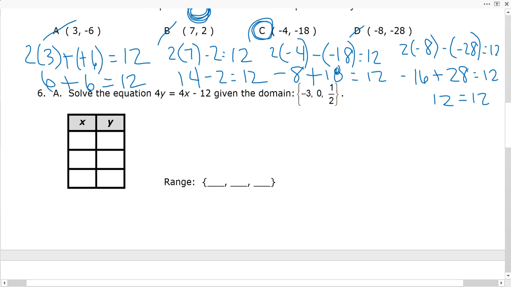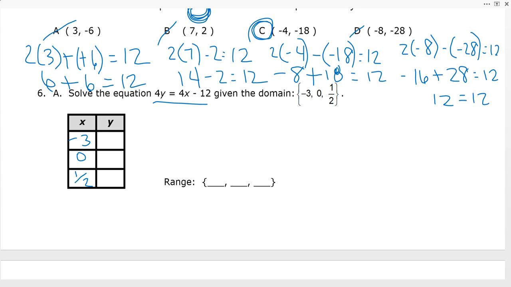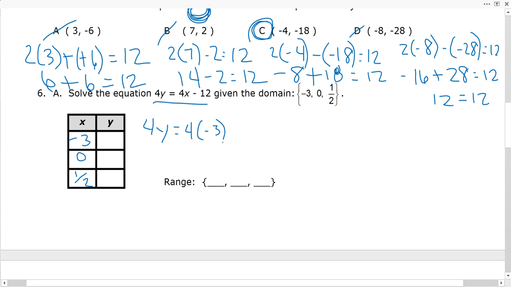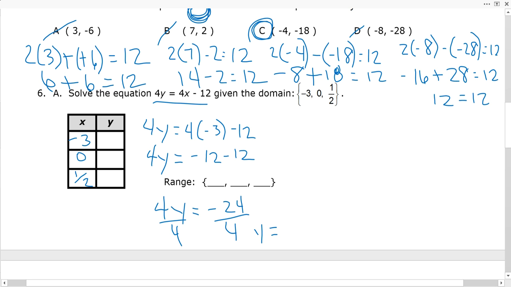Okay, we're going to solve the equation given here for the domain that they gave us. So we want x to be negative 3, 0, and 1/2. I'm going to substitute each one of those in and solve for y. I have a couple of options. I can leave it like it is, put in negative 3, so I have 4y equals 4 times negative 3 minus 12. 4y equals negative 12 minus 12. 4y equals negative 24. Y equals negative 6.